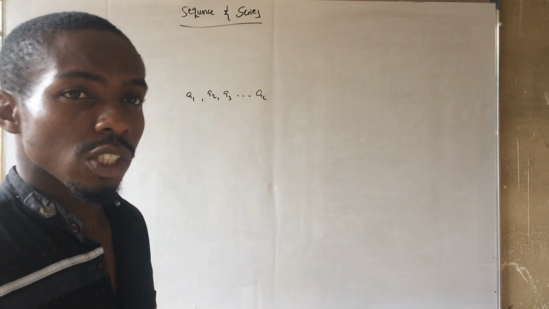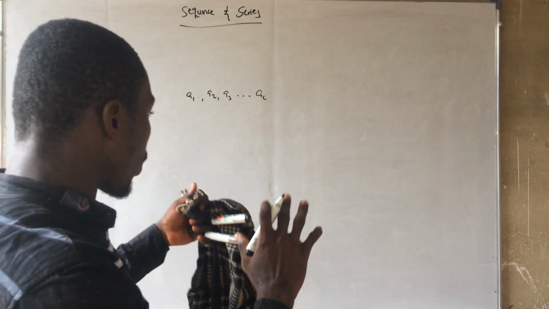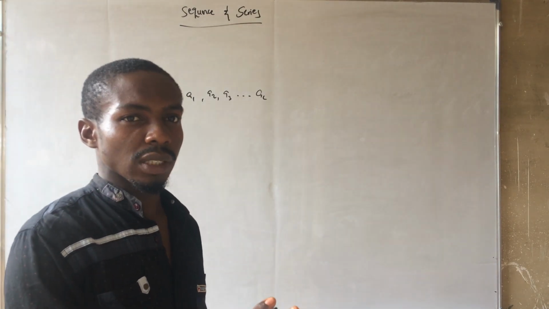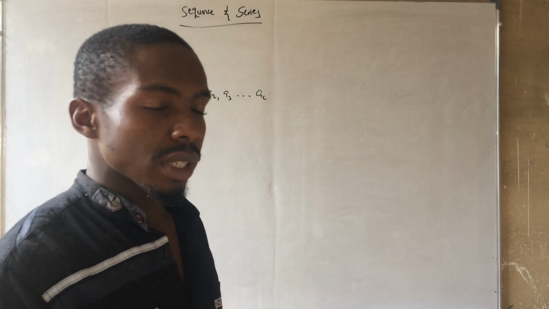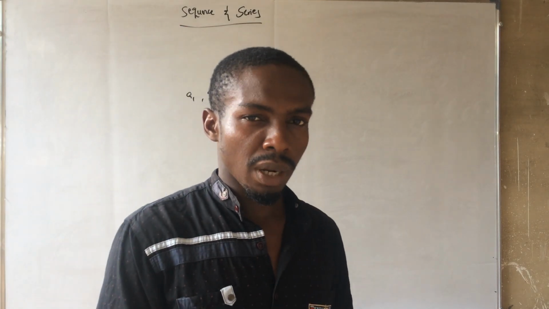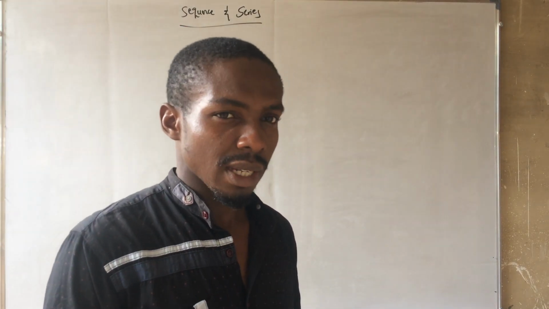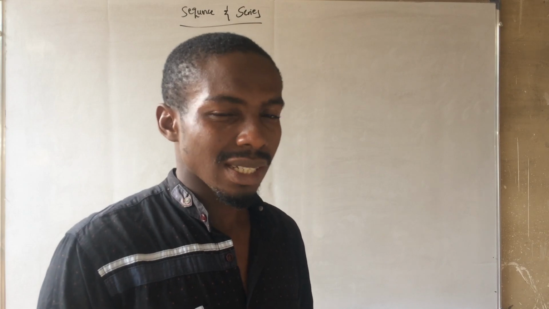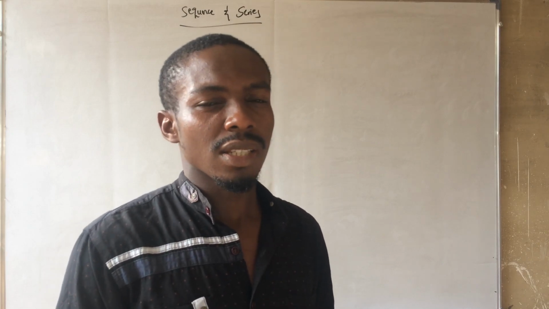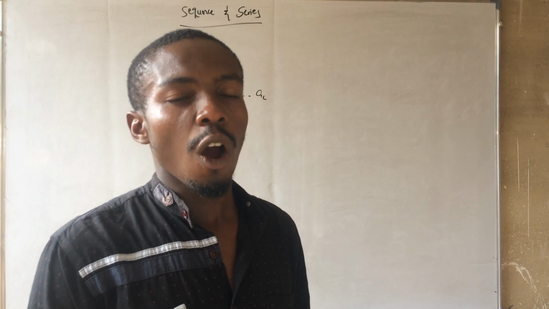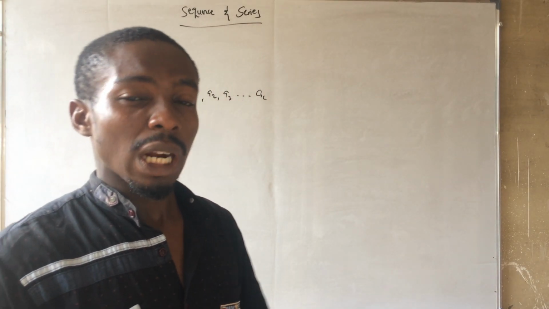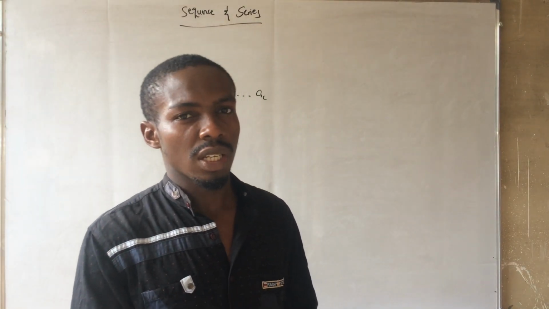So a sequence is the collection of all the numbers that you want to work with, written in an orderly pattern. Arranging them and writing them in an orderly pattern is the most important aspect of a sequence. Without writing them in an orderly pattern, it is not a sequence.